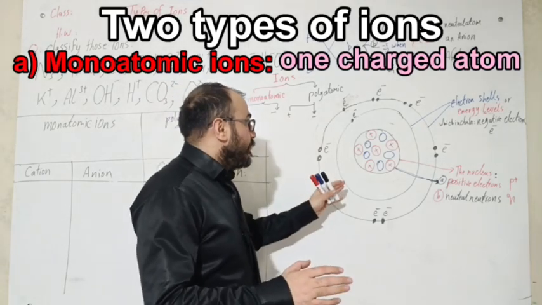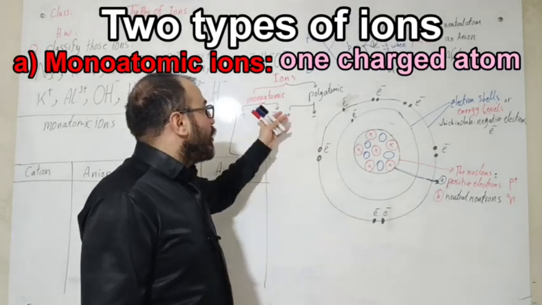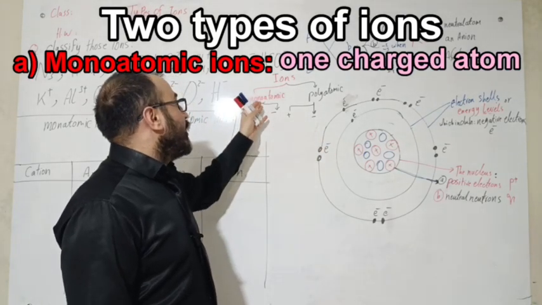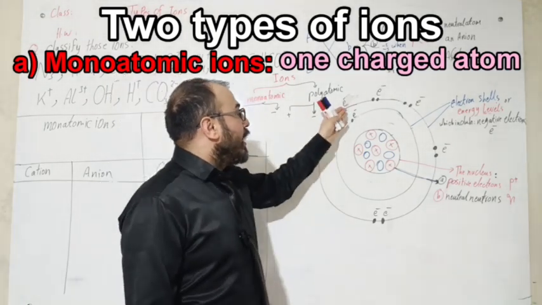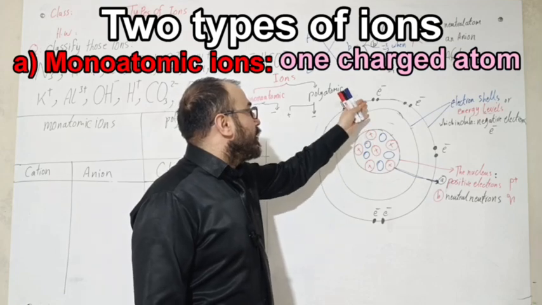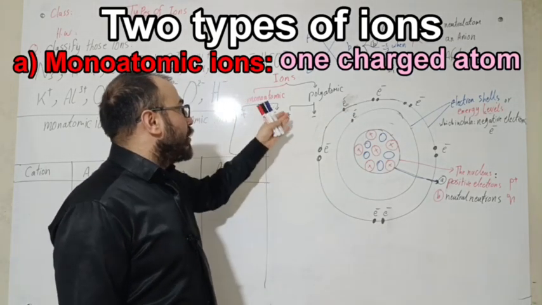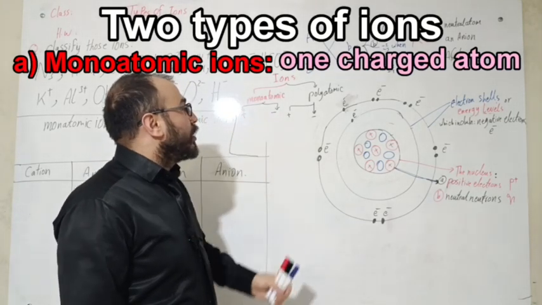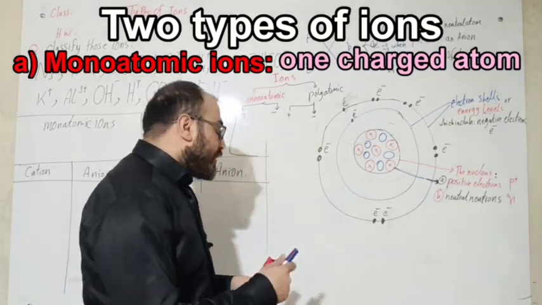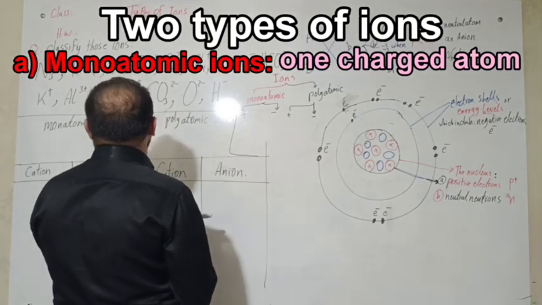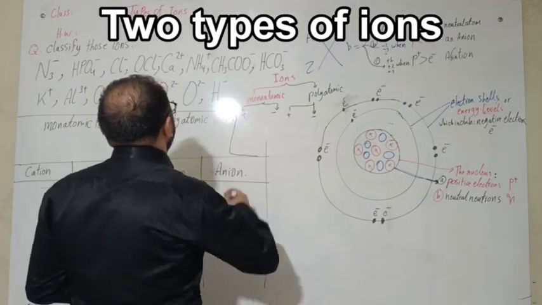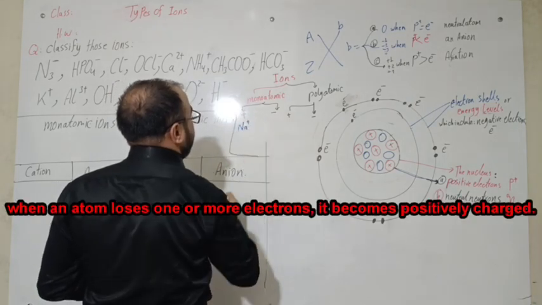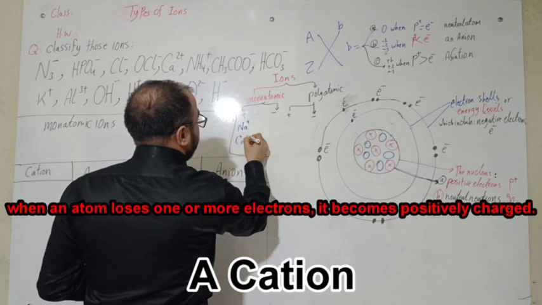But this atom has either lost one or more electrons to become a positive ion, or cation, or has gained one or more electrons to get the negative charge and to become a negative ion, or we call it an anion. A lot of examples can be taken when we are going to answer questions here. One of these examples is the sodium ion or the calcium ion.